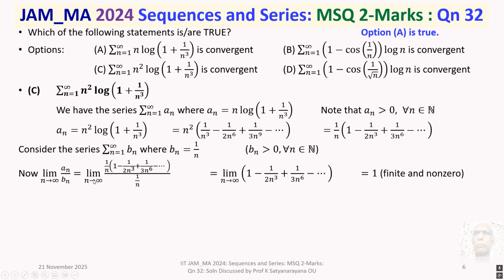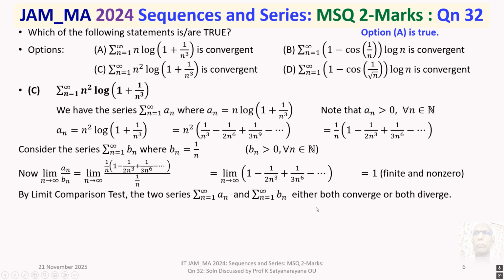1 by n cancels. Then we will get limit n tends to infinity of 1 minus 1 by 2n cube plus 1 by 3n to the power of 6 minus so on and so forth. After taking the limit, it will be 1, which is finite and non-zero. By limit comparison test, both the series sigma an and sigma bn either both converge or both diverge. They behave alike as far as convergence and divergence is concerned.